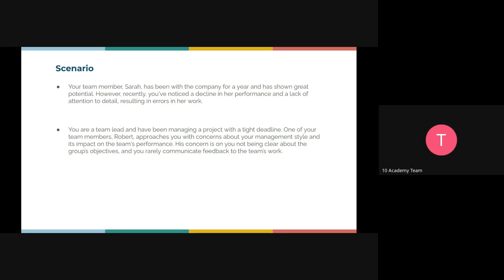you're a manager and you've been managing a project with a tight deadline, and then one of your team members tells you that your management style is not good. Specifically, you were not clear about the group's objectives, and you rarely communicated feedback to the team. So how would you communicate back to Robert as a manager? Anyone wants to take this?